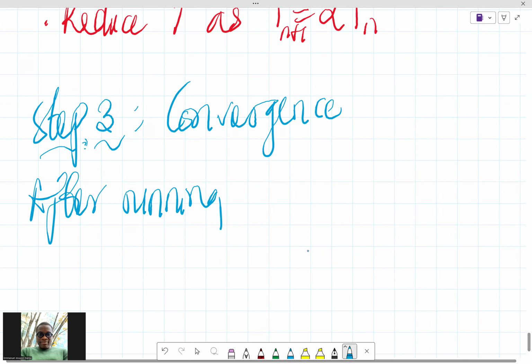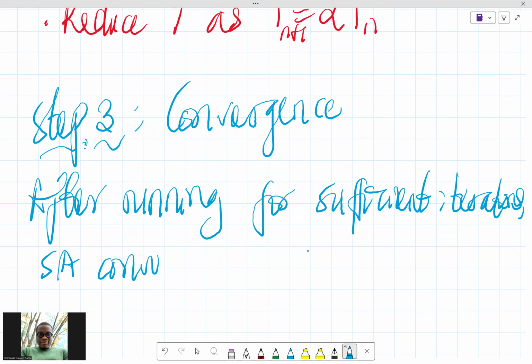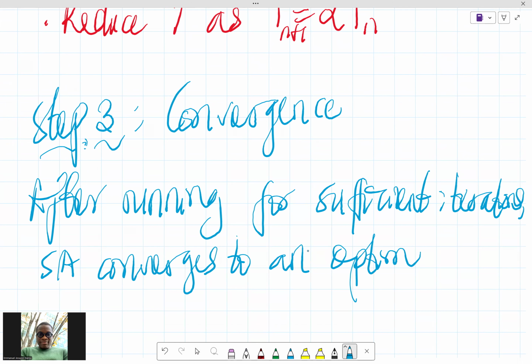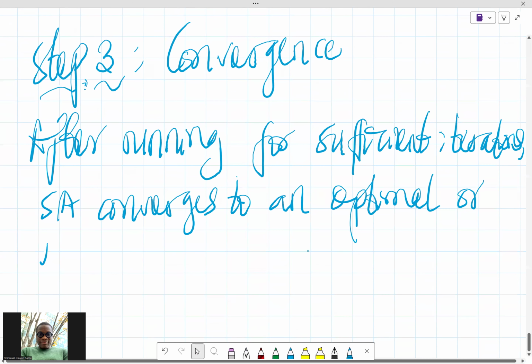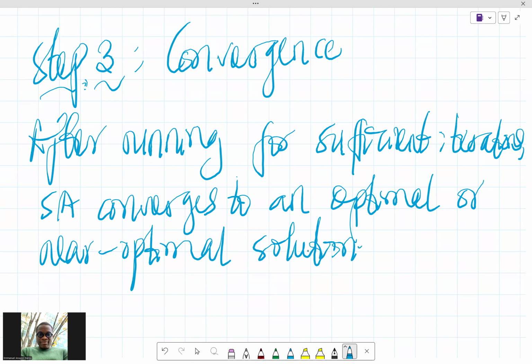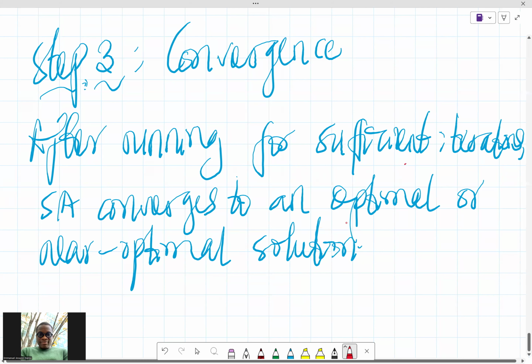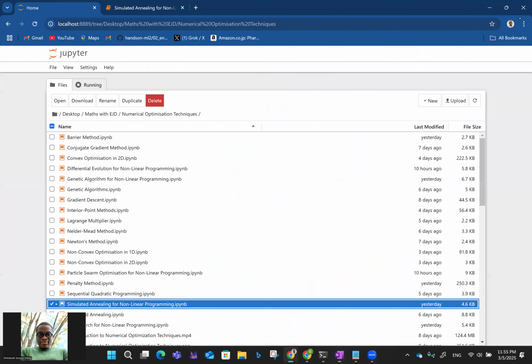After running for sufficient iterations, simulated annealing converges to an optimal or near optimal solution. Optimal or near optimal solution. Okay, with this now, let's see what the Python code is saying in this situation.